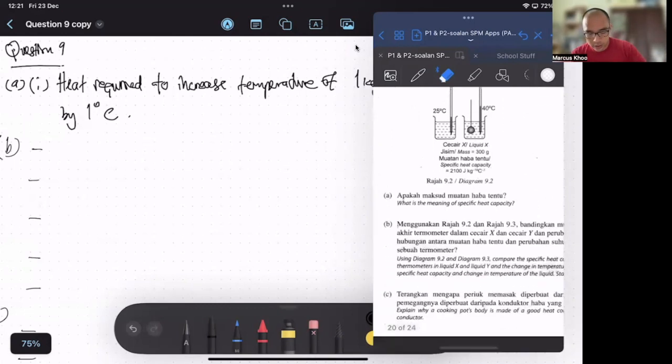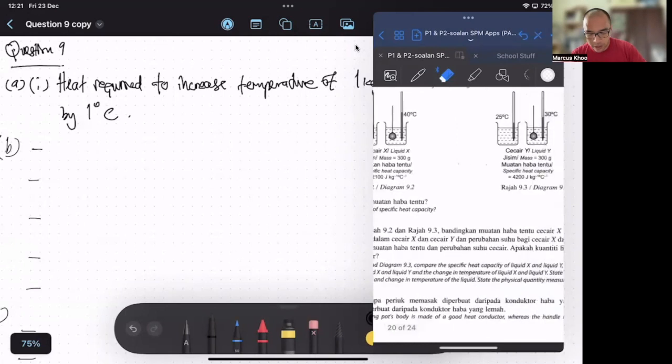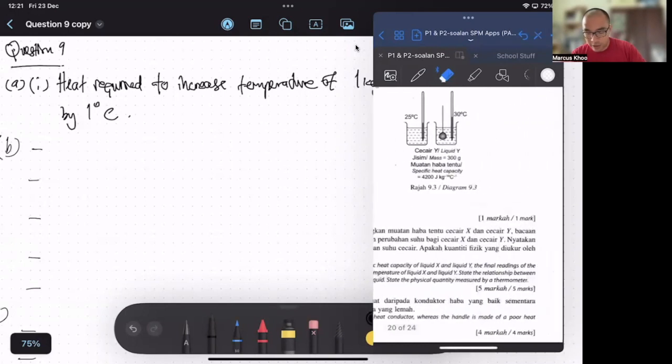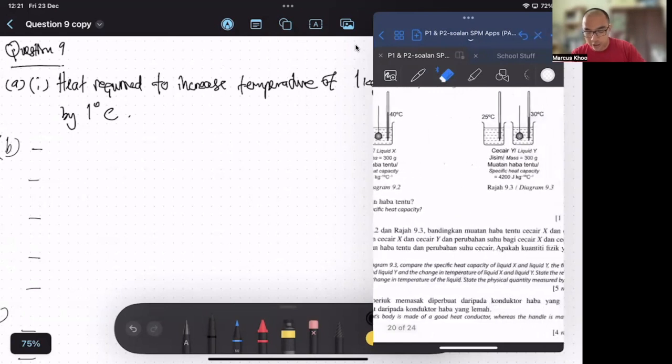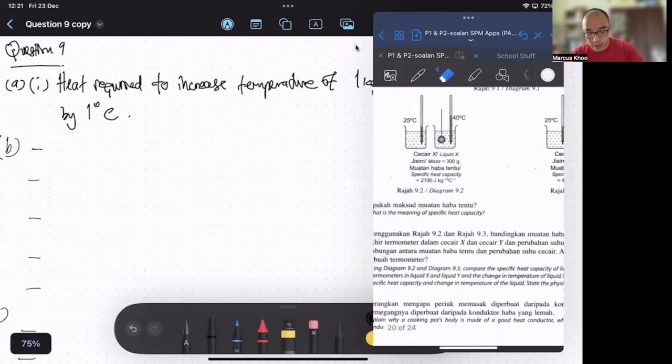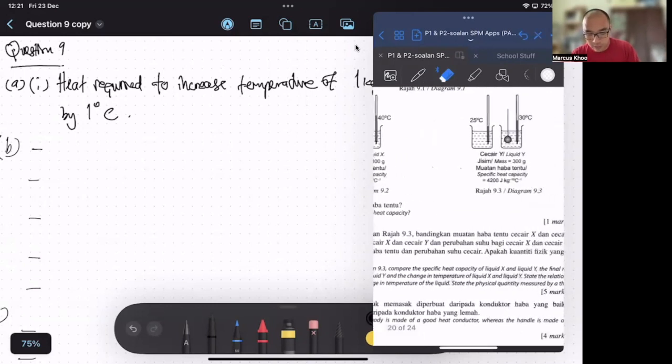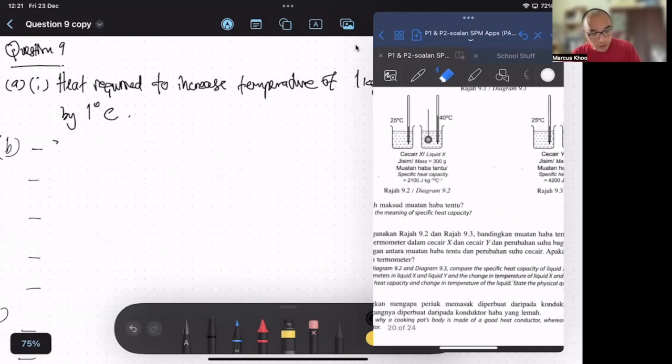Using diagram 9.2 and 9.3, compare the specific heat capacity, compare the final readings, and the change in temperature in liquid X and Y. Let's first talk about the specific heat capacity. X is 2100, Y is 4200. So in terms of the specific heat capacity, X will be smaller than Y. Of course, please answer in full sentence. Don't just give my short form version.